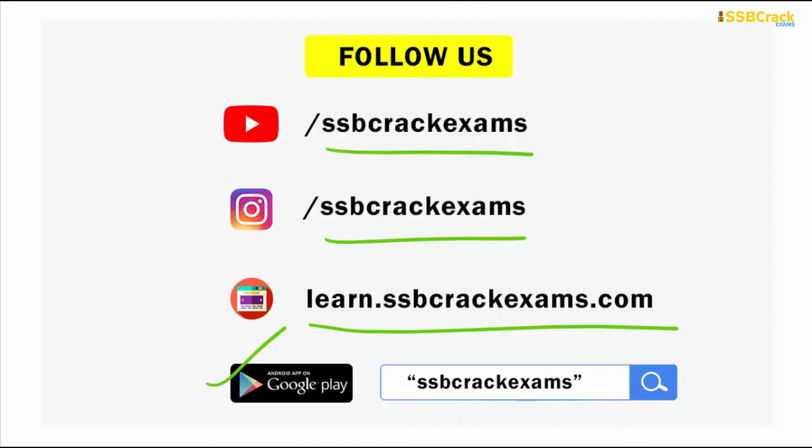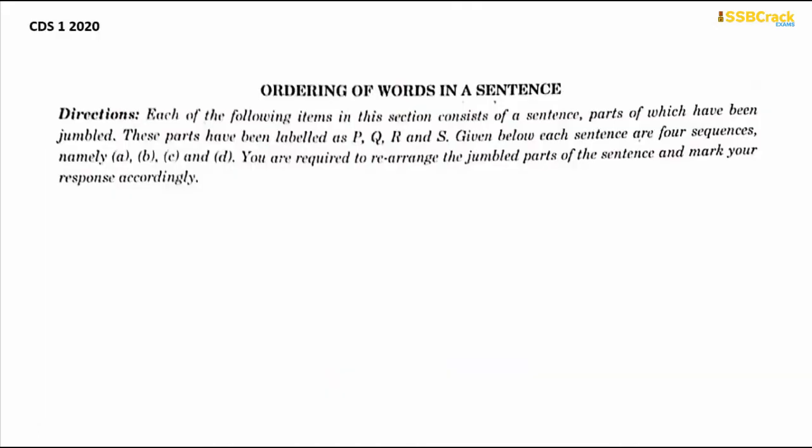So now we will come back again to the point that we were talking about, the solving of the questions from the CDS 1 2020 English paper, questions from ordering of words in a sentence. Before we start solving, let's look into the directions, the instructions, and it is important for all of you to read the directions before you start solving. Each of the following items in this section consists of a sentence, parts of which have been jumbled. These parts have been labeled as P, Q, R, and S. Given below each sentence are four sequences, namely A, B, C, and D. You are required to rearrange the jumbled parts of the sentence and mark your response accordingly.